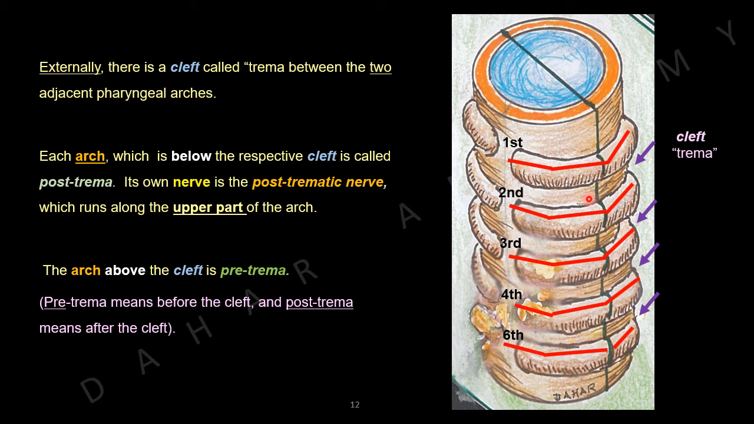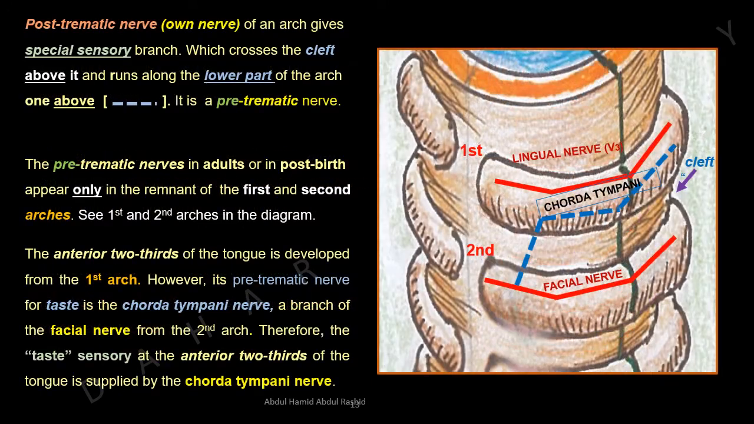Pre-trematic means before the cleft, and post-trematic means after the cleft. The post-trematic nerve, or nerve of an arch, gives a special sensory branch which crosses the cleft above it and runs along the lower part of the arch above it. You can see here, this is the second arch, this is the first arch. The main or own nerve of the second arch, the facial nerve, will give a special sensory branch called the chorda tympani nerve, which crosses the cleft above it and runs along the lower part of the first arch.